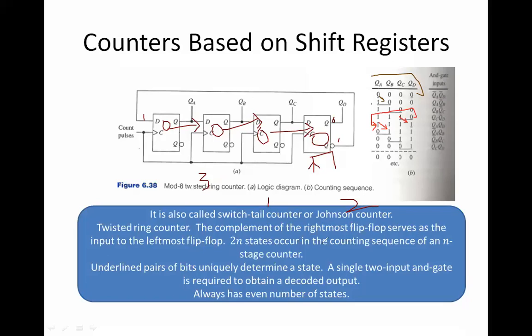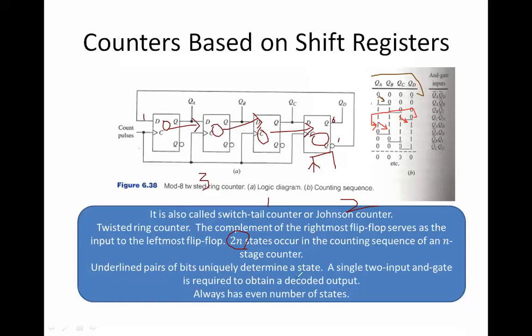2n states occur in the counting sequence of an n stage counter. So even though it is 4 stage, still we need 8 states because the complement takes time to get back to its original state. So normally it is 2n. So if it's 4, then 8 states. If it's 5, then 10 states.